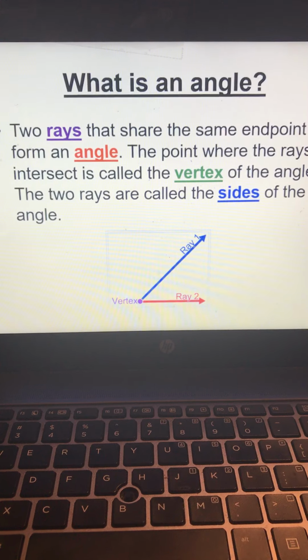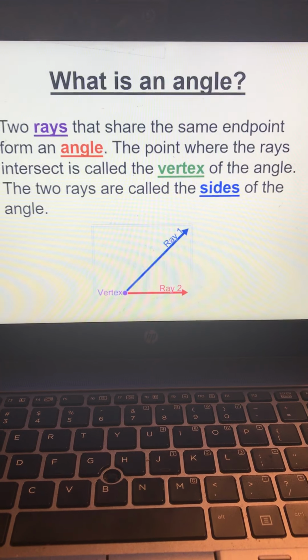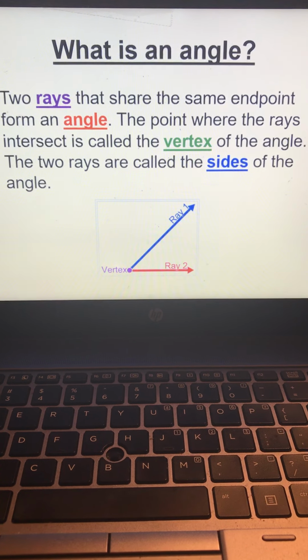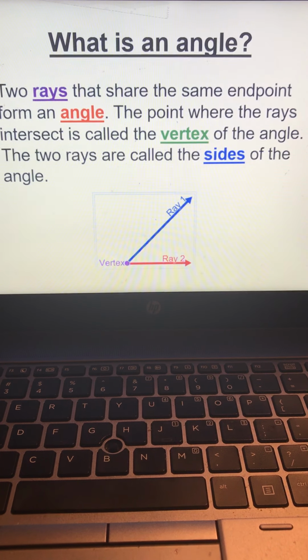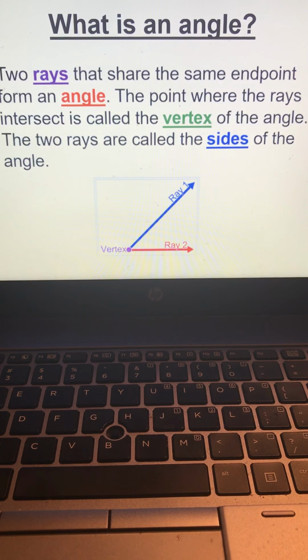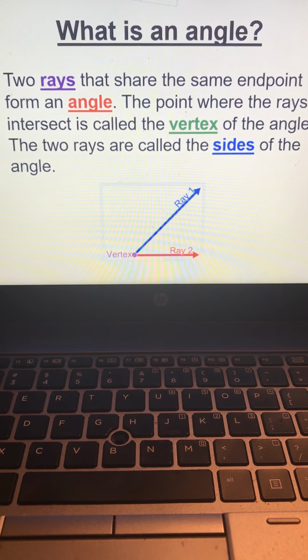As a review, what is an angle? Two rays that share the same endpoint form an angle. The point where the rays intersect is called the vertex of the angle. The two rays are called the sides of the angle.